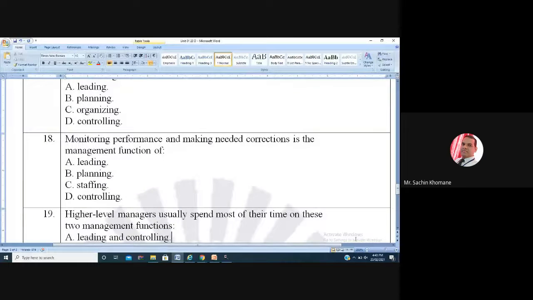Then monitoring performance and making needed corrections is the management function. कोणाचं काम आहे? कुठलं फंक्शन आहे मॅनेजमेंटचं? Controlling is nothing but monitoring the performance. करतायत का नाही व्यवस्थित आहे. So controlling is the management function for this.